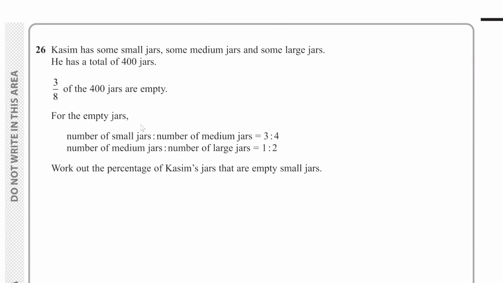Question 26. Kasim has some small jars, some medium jars, and some large jars. He has a total of 400 jars. 3/8 of the 400 jars are empty. For the empty jars, let's work out that first. So 3/8 of 400. So we're splitting 400 into 8 parts, and that is 50. So each 1/8 is 50. We want 3/8. 3 50s are 150. So that's empty jars.